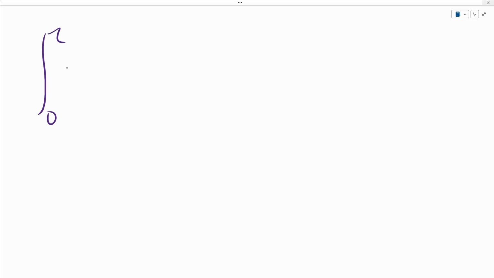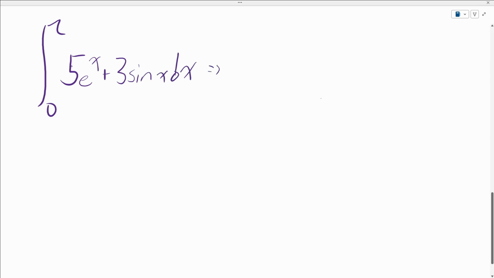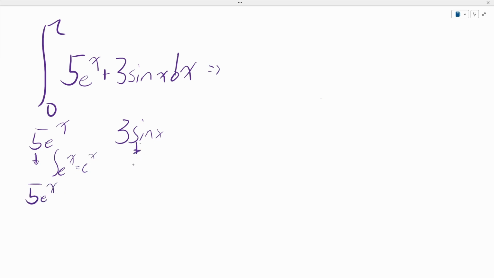So we have an integral going from 0 to pi of 5e to the x plus 3 sine x dx. So let's break our terms into two pieces just to make it a little bit easier. So I have 5e to the x and 3 sine x. All right. So let's take the integral of both of these, and then we can combine it into 1. So if we integrate 5e to the x, we know 5 will stay the same, and so will e to the x. Integral of e to the x is just e to the x. So 5e to the x for our first term, and then 3 sine x.